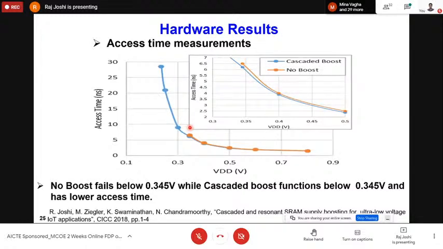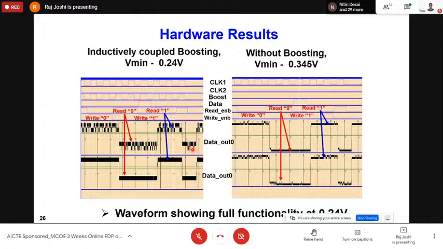Definitely, using this cascaded boost, you can see the functionality can be achieved way below 0.3 volts, and so forth. So here are the waveforms from the oscilloscope, and the functionality at 0.24 volts was shown, and without boosting it was 0.345. So you can see how low we can go. This is just a demonstration.